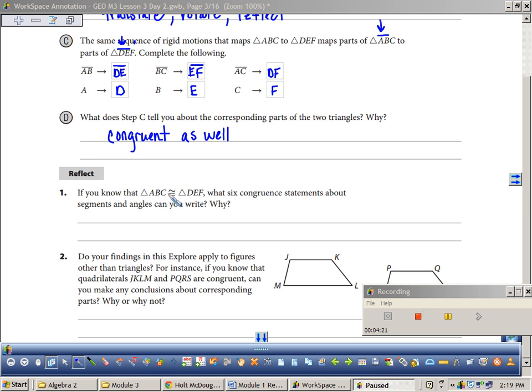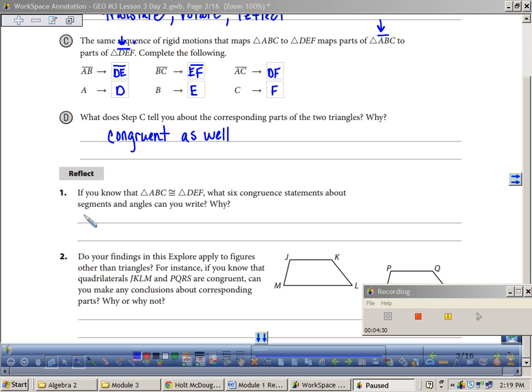Okay, if you know that triangle ABC is congruent with triangle DEF, what 6 congruent statements about segments and angles can you write? I can write angle A corresponds with angle D. I'm not sure why they're asking us to write this over again. Isn't this the same as this? Yes. Yes, let's not rewrite it.